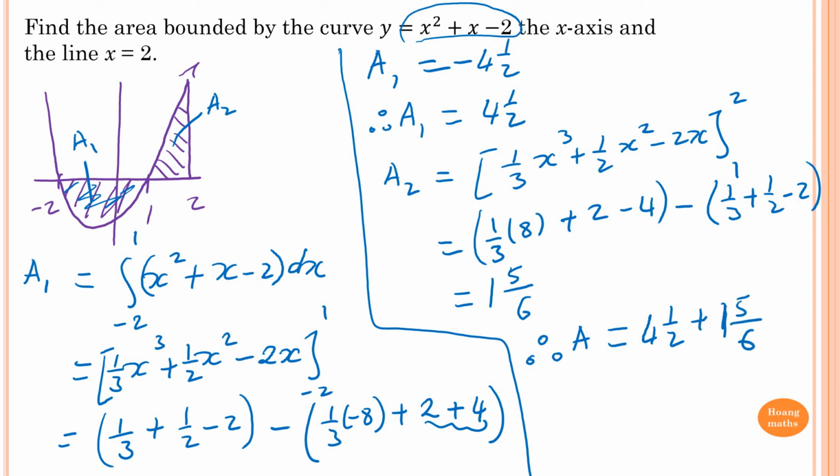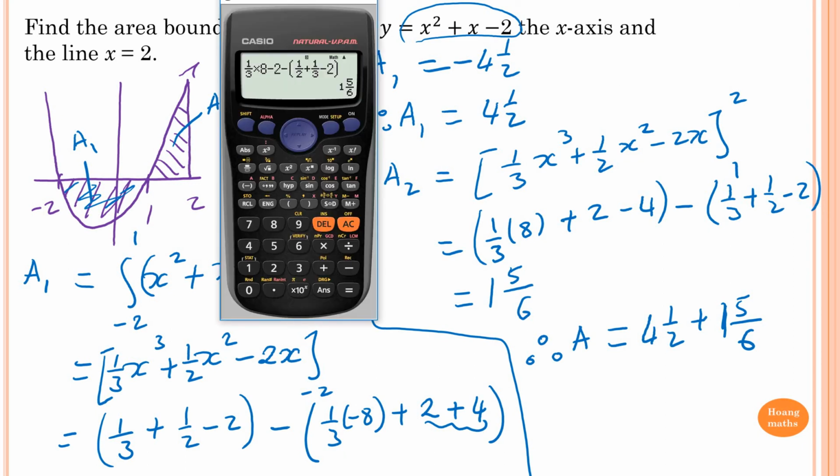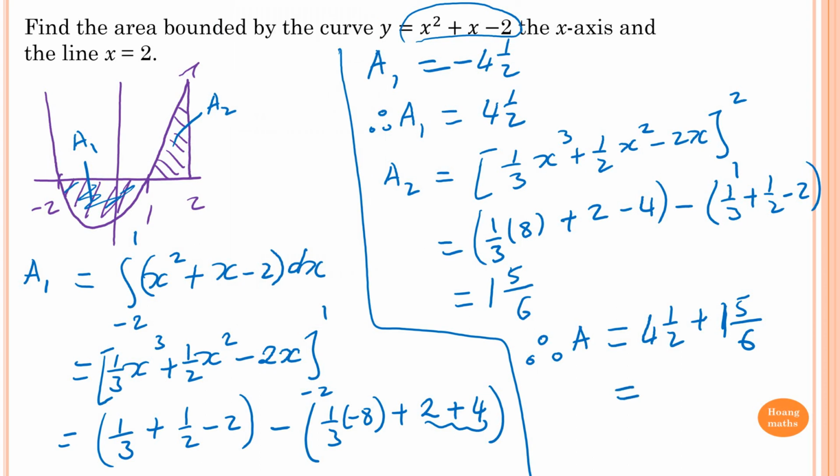So all I need to do, I don't need to do anything. I just put in calculator. So I just go answer, because answer is 1 and 5/6, plus 4.5, doesn't matter. And then give me this and shift SD. So which is equal to 6 and a third. So 6 and a third square units.